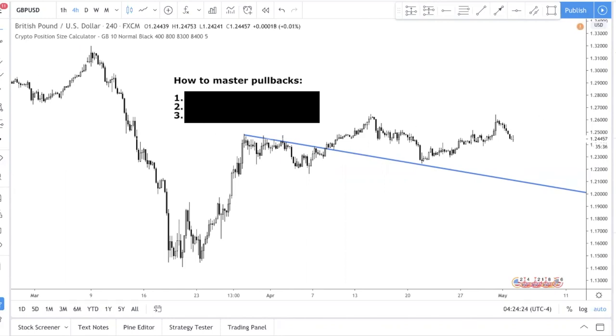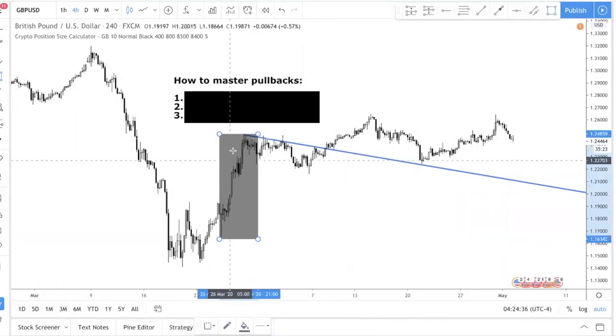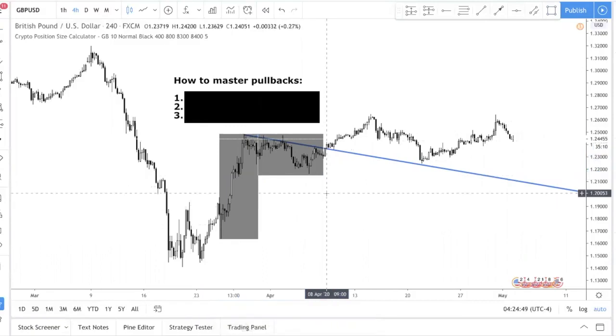So pullbacks actually have a prerequisite. You must have a trend. Let me just draw it for you. There must be a predominant trend first, then you trade the pullback. For example, in this case, you have a trending move up, otherwise known as an impulsive move, and then you have a corrective move, which is the retracement.